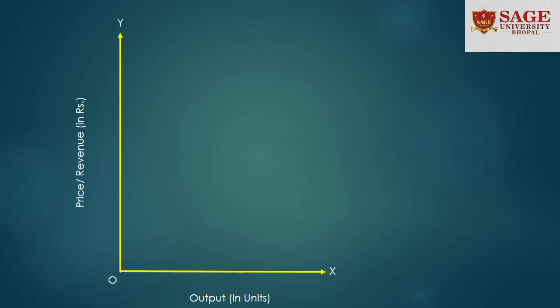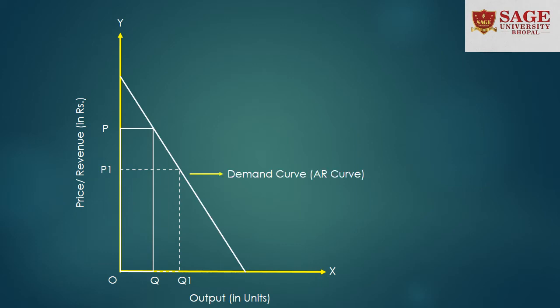Let's understand monopoly through a graph. Output is measured on the x-axis and price and revenue along the y-axis. At a price OP, a seller can sell OQ quantity. Demand rises to OQ1 if the price is reduced to OP1. So, demand under monopoly is negatively sloped as more quantity can be sold only by lowering the price. Monopolists face a downward sloping demand curve.